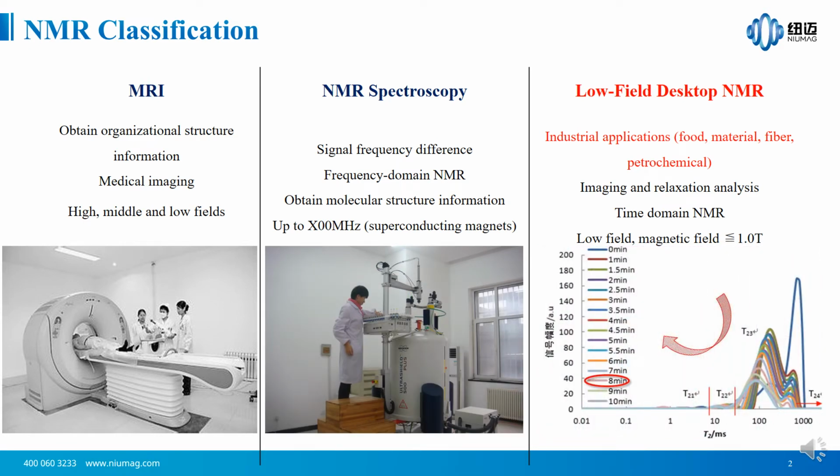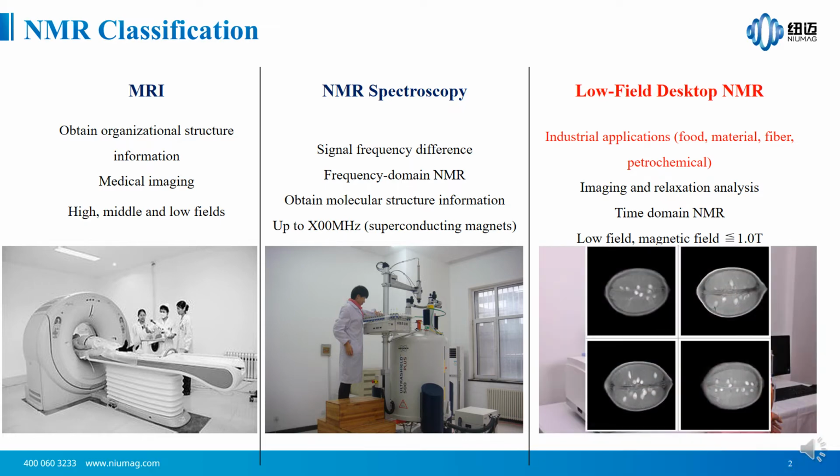Well, this is a relaxation map, and this is T2. This is a timeline. This is the signal strength, and you can also image it like this, an image of a lemon.